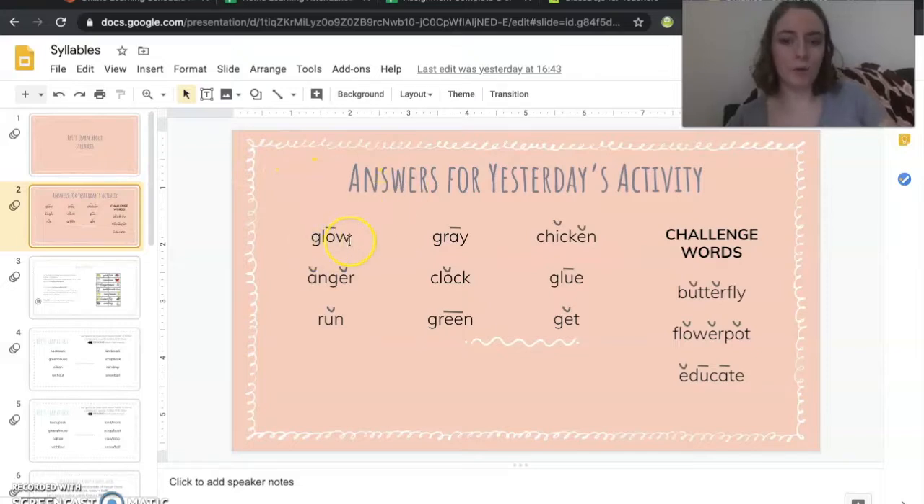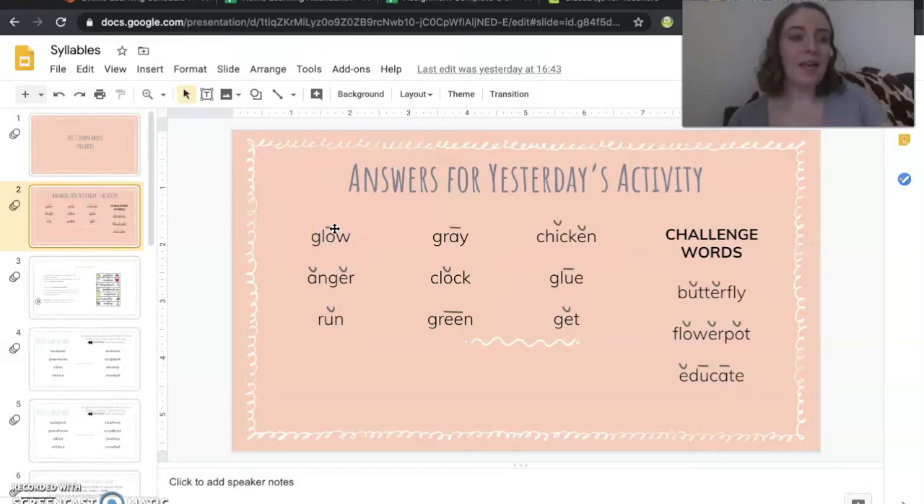So for glow, right off the bat, I can hear that O sound. So remember, long vowels are when the vowels say their name. So A says A, E says E, I says I, O says O, and U says U. So in this word, glow, I can hear the O sound, so I know that this vowel is long. So I've put the line just above it to show that.